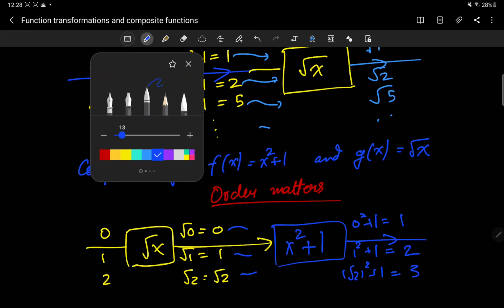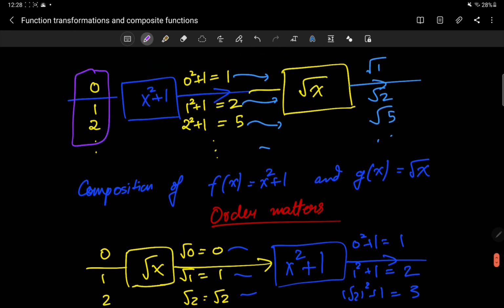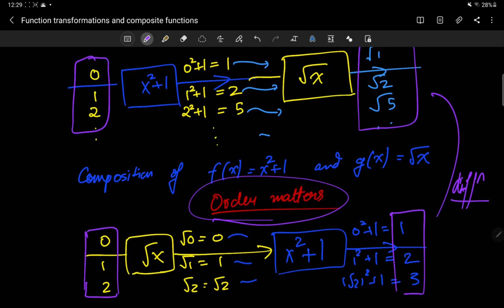So now if you compare with the same set of input 0, 1, 2: if I do x squared plus 1 first, followed by square root of x, then my output is square root 1, square root 2, square root 5. Whereas if I do square root x followed by x squared plus 1, then my output is 1, 2, 3. Okay, so these are different, which means it's very important to understand that the order in which you compose these functions matters.